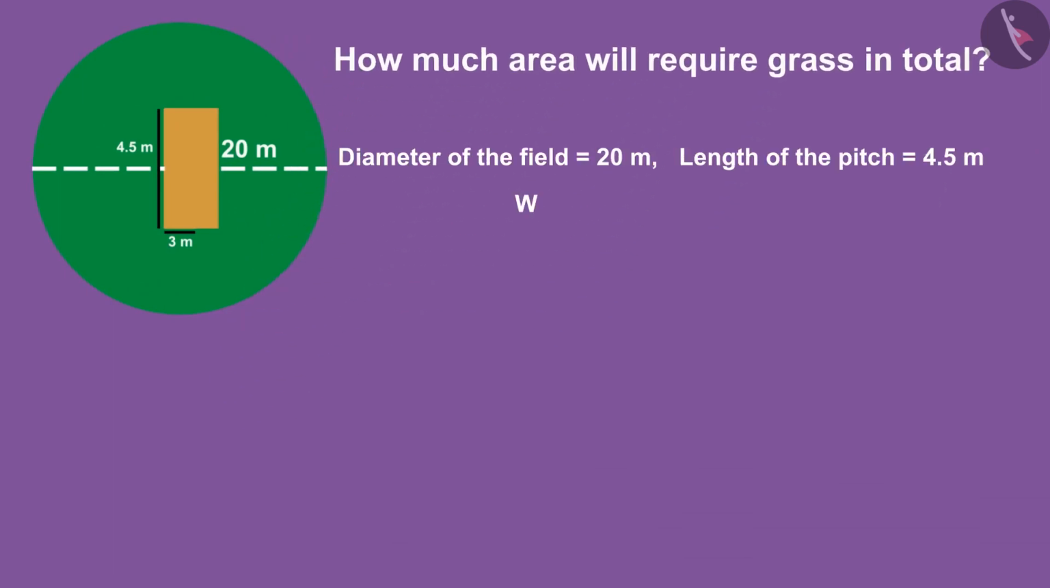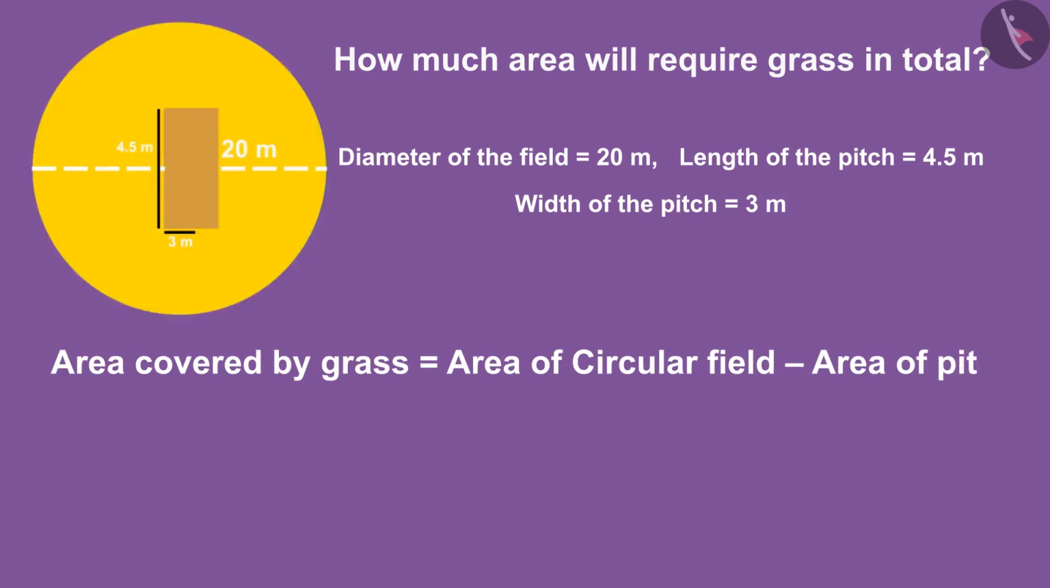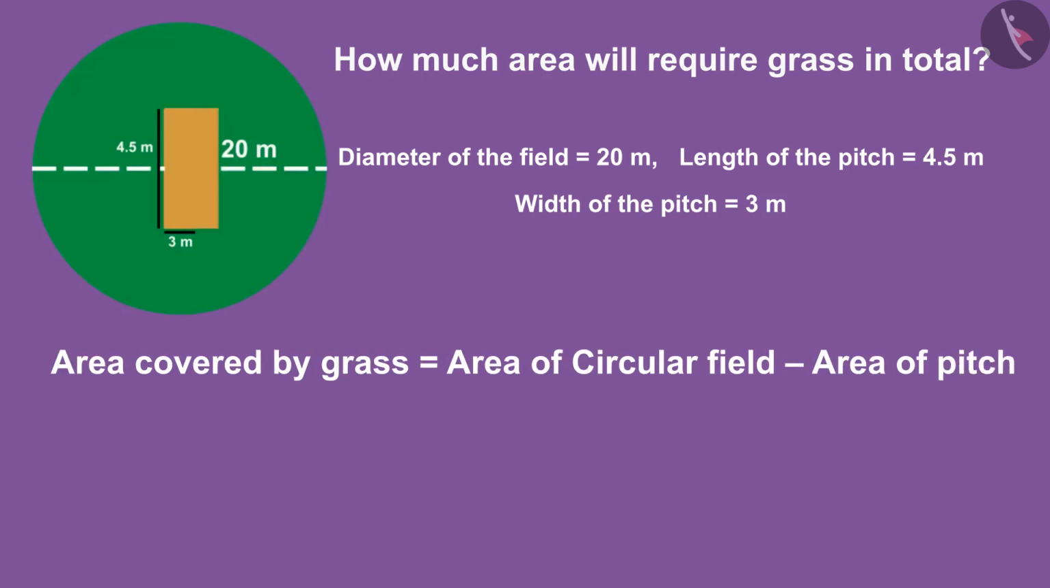Because in this case, we are not planting grass on the pitch, so here we can subtract the area of the pitch from the area of the field. Therefore, to find the area covered by grass, we will subtract the pitch area from the total area of the field.